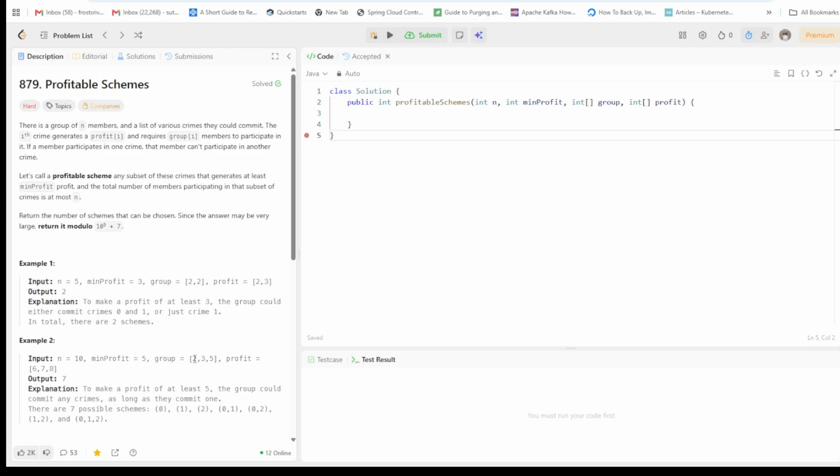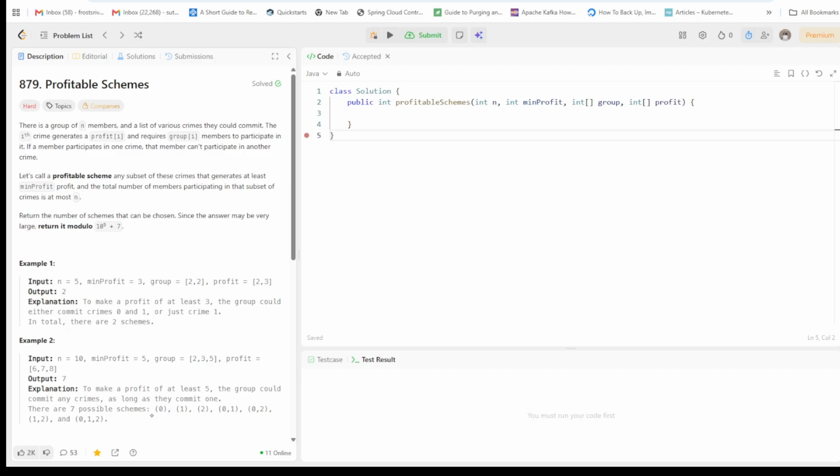So for group 1, if we perform crime 1, it will require 2 members and the profit will be 6. If the second crime is performed, then the number of members required is 3 and the profit we will get is 7. Similarly, for the third, the profit we will get is 8. So like this, we need to find a profit of at least 5. We need to find how many schemes can be chosen, like how many subsets like this we can form so that the minimum profit is met.